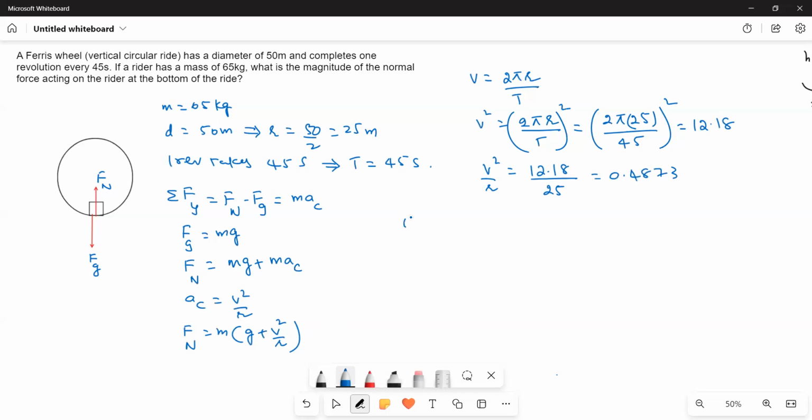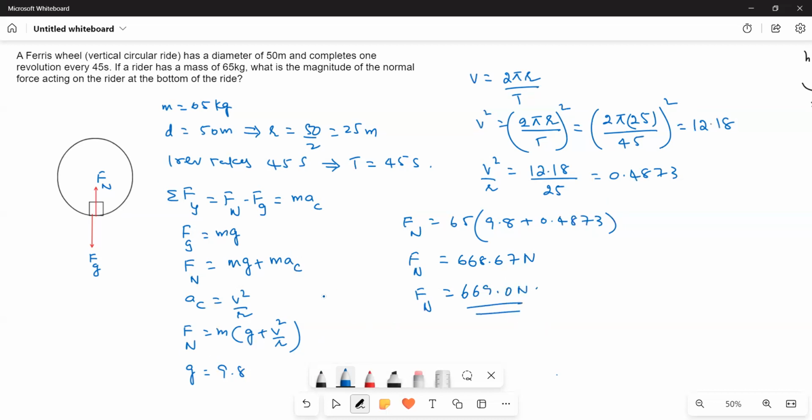Now we will write the values here. Fn is equal to mass, 65 kilograms, times g, which is 9.8, plus v squared over r, which is 0.4873. On simplification, we are going to get 668.67 newtons, or Fn is approximately 669 newtons, rounding. This is the answer for this question.